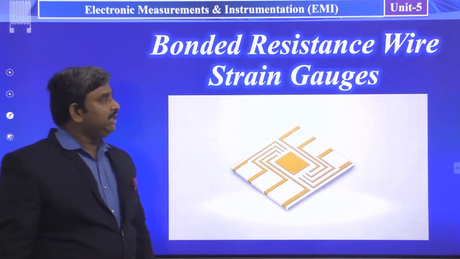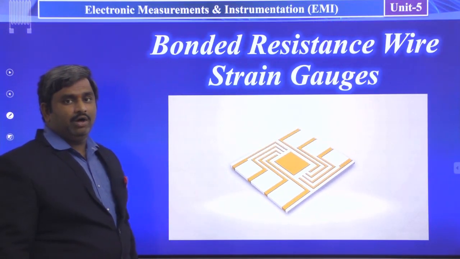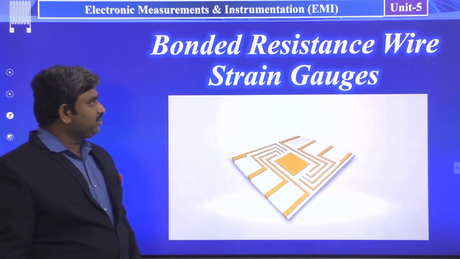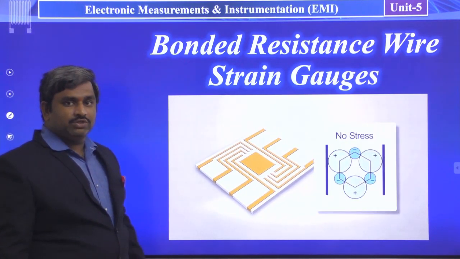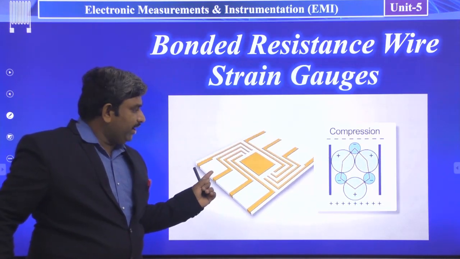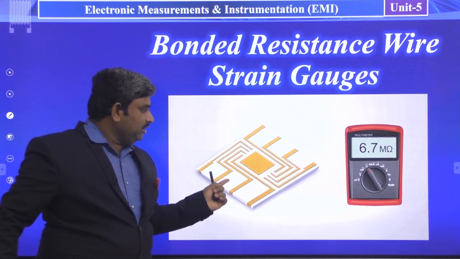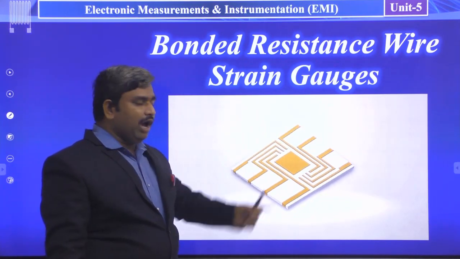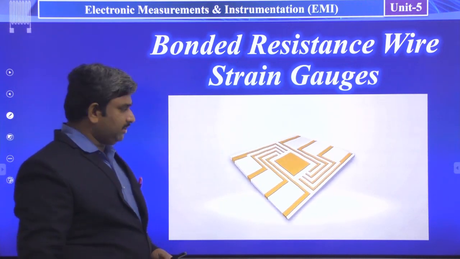So this is one example of the next concept, that is the bonded wire type strain gauge. Bonded resistive wire strain gauges. See here what happened. They have placed some conducting wires on a material. Whenever these wires are stretched in any direction, automatically it will represent some resistance value.